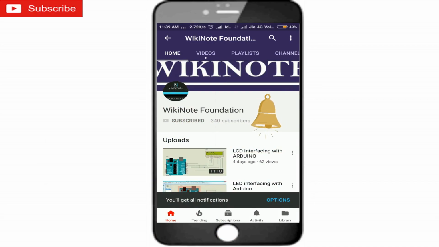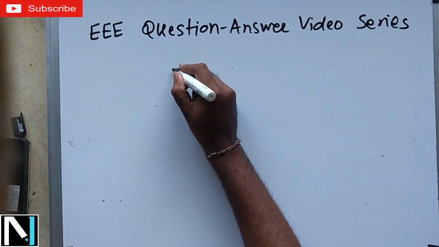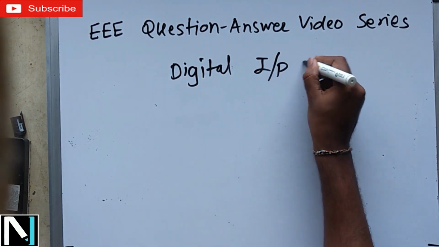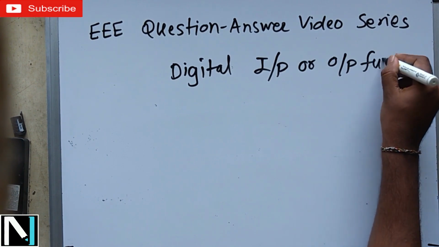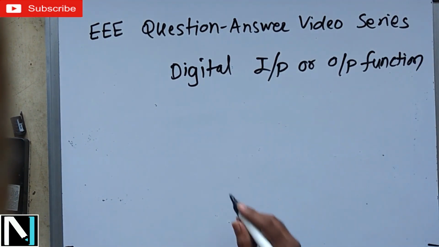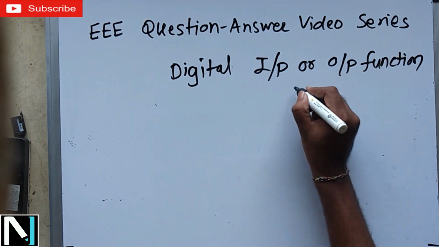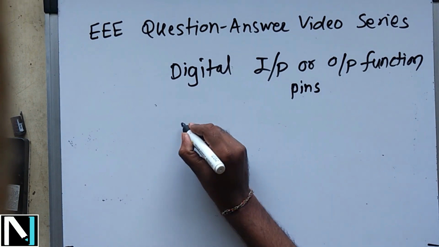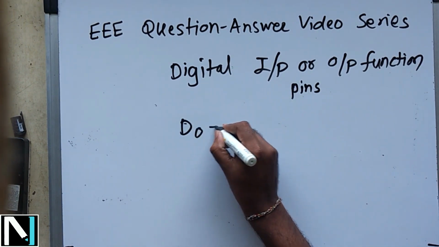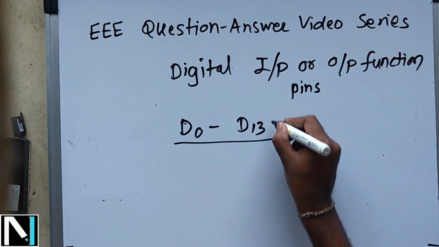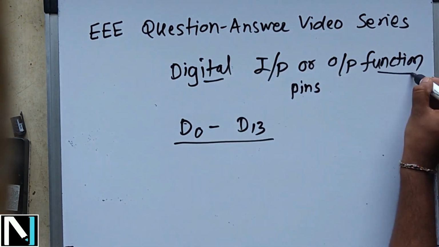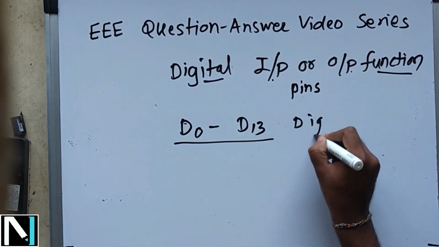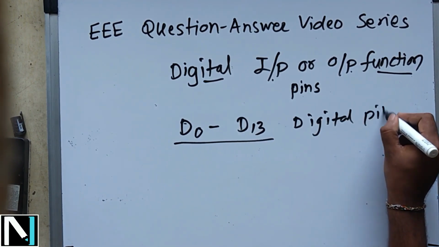So the first question that comes to mind: what do you mean by digital input output functions? Digital input output functions means there are 3 functions which are inbuilt in the Arduino IDE software which are related with input output pins of the ATmega328 microcontroller, that is Arduino. We have 14 digital pins, that is from D0 to D13. These digital functions are related with input and output operations of these digital pins. So we are going to discuss these 3 functions.